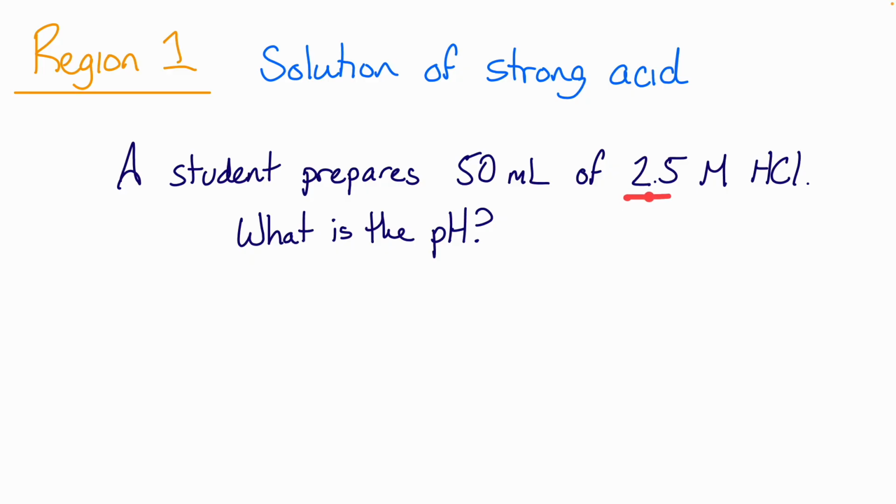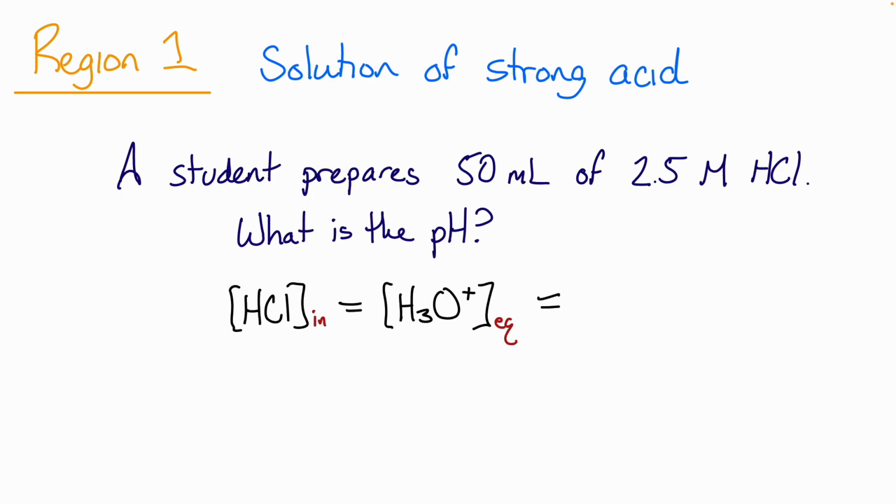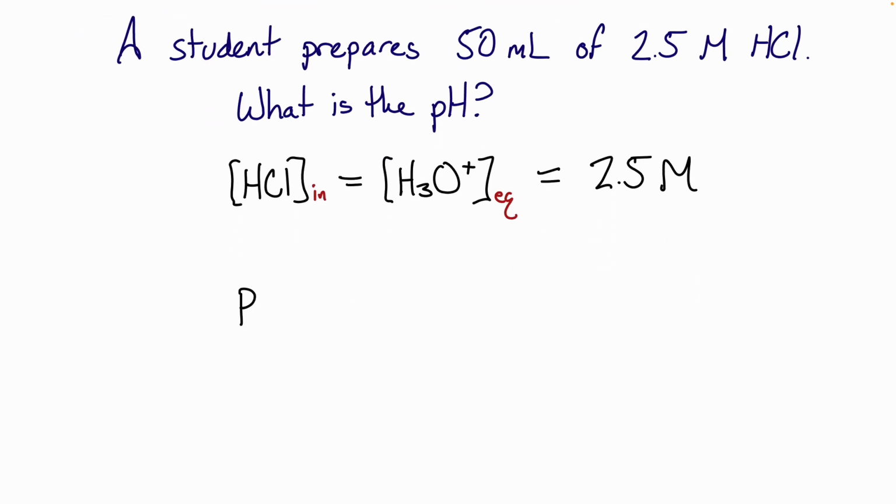All right, so this is quite a concentrated solution of this strong acid, 2.5 molar. Importantly, my HCl concentration that I have initially is just going to be equal to the amount of hydronium that's formed when all that HCl dissociates at equilibrium. So my hydronium ion concentration is that 2.5 molar. So in order to calculate the pH of this solution, I'm going to take the negative log of that concentration of that 2.5. All right, and we get negative 0.39794.